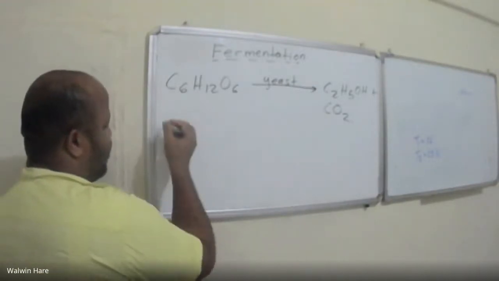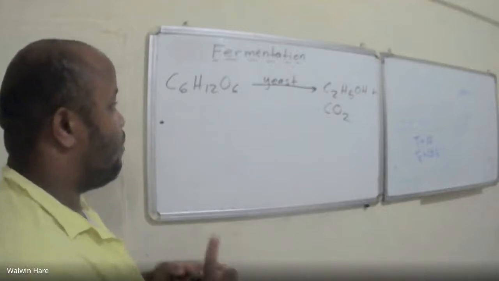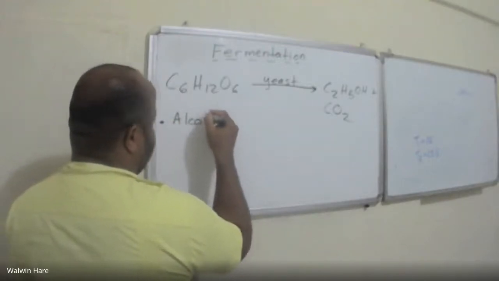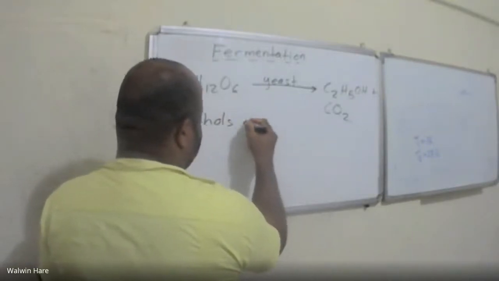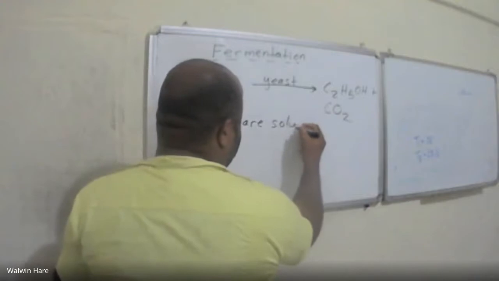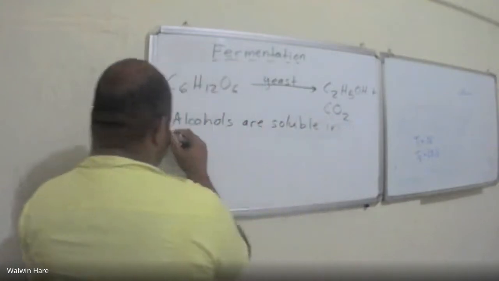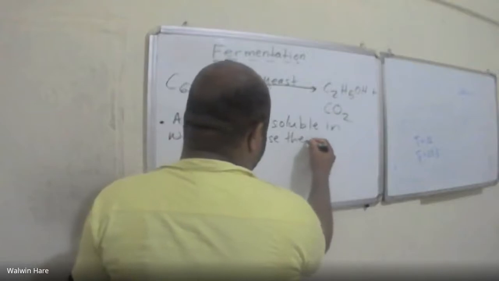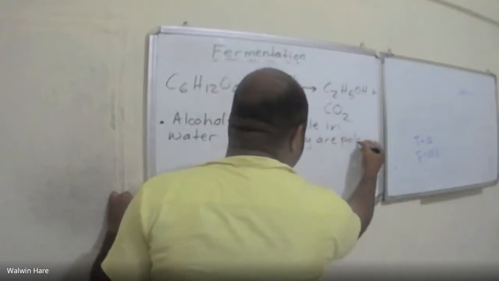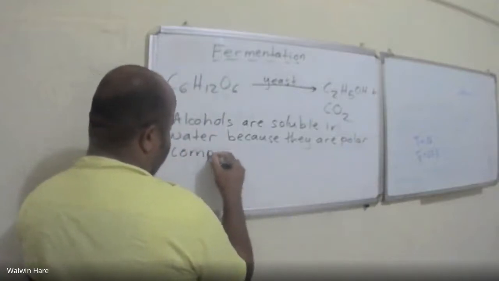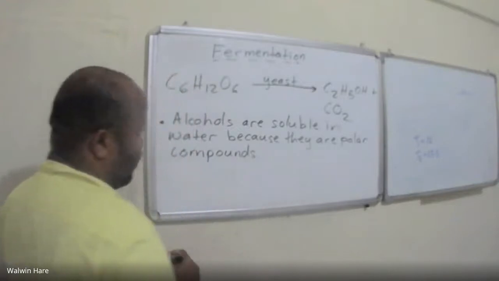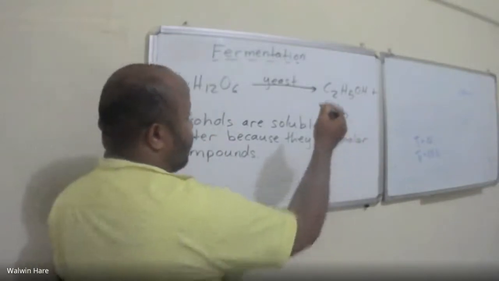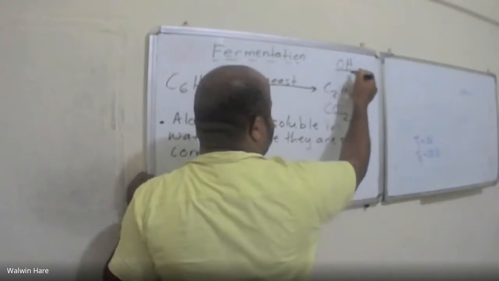One more thing, it's not in terms of reaction, but in terms of the solubility of alcohols. Just make a note that alcohols are soluble in water because they are polar compounds. Right? The reason why we say alcohols are polar compounds is because of the OH group. Right? So the OH group is what makes alcohol polar.